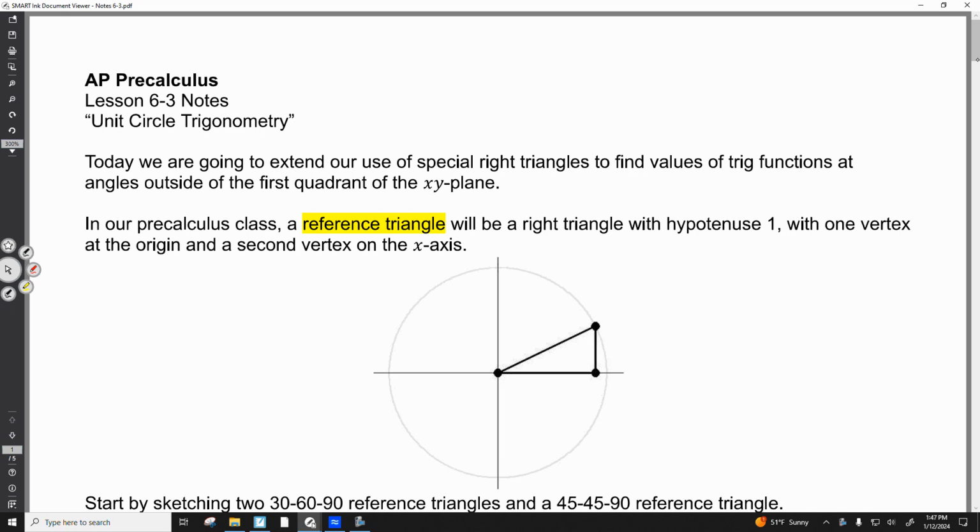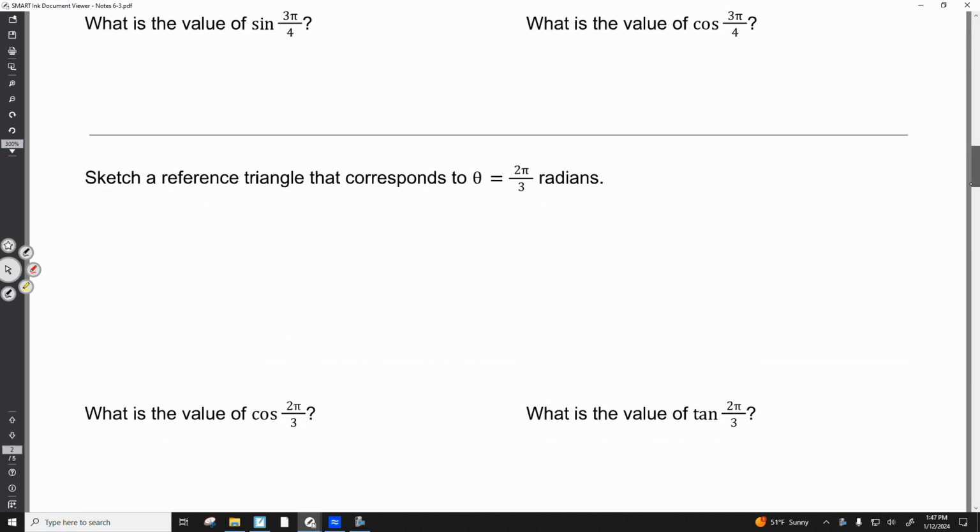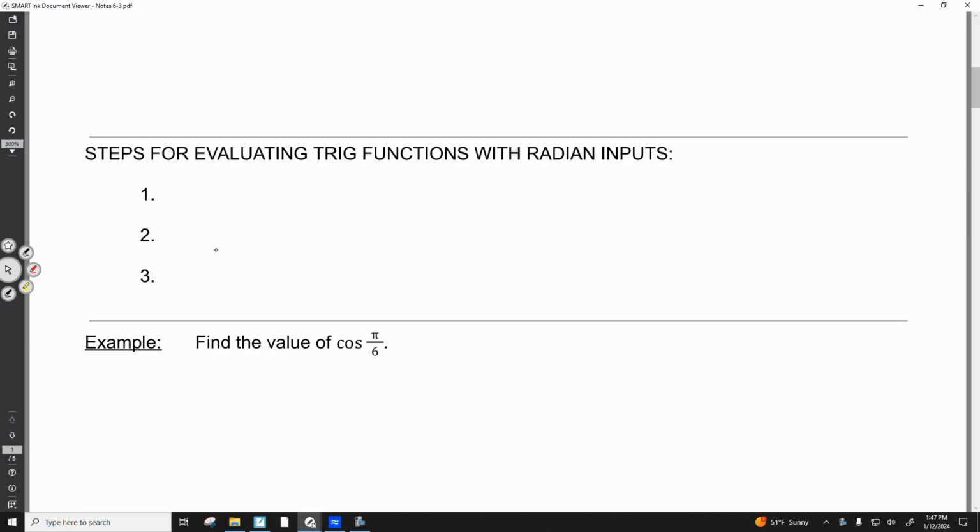If I ask you what the cosine of pi over 6 is, we did this on our quiz.